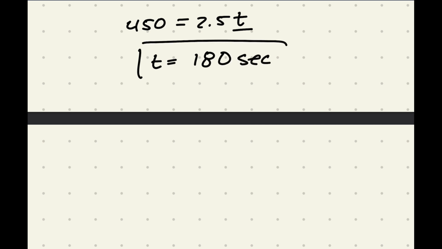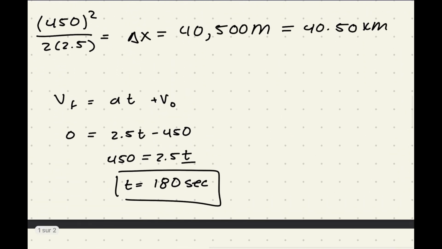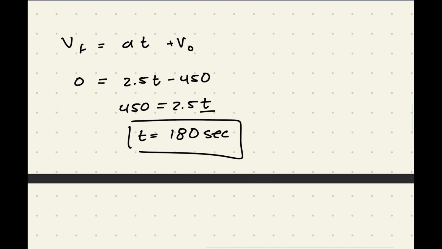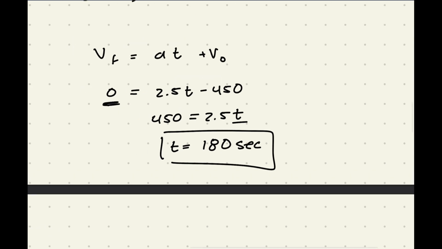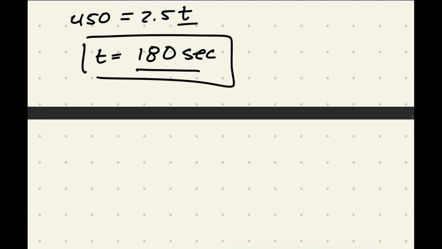So the time it'll take you to completely slow down the spacecraft to 0 meters per second, coming in at 450 meters per second and decelerating it at a rate of 2.5 meters per second squared, it will take you approximately 180 seconds to successfully complete that deceleration.